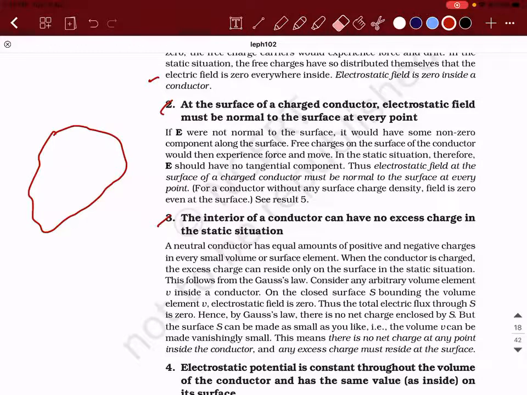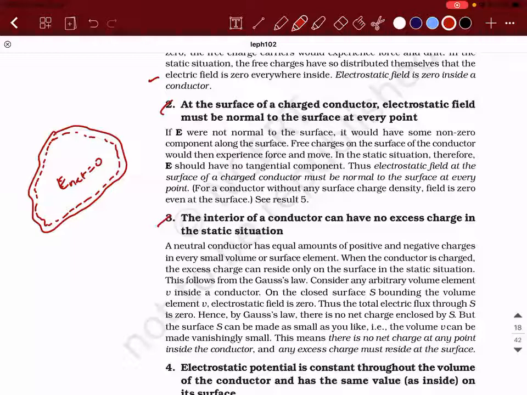Let's see why. Listen to this carefully. If I take a Gaussian surface just below the surface of the conductor, what did I do? I considered a Gaussian surface just below the surface of the conductor. What does the first point tell us? The net electric field was zero.